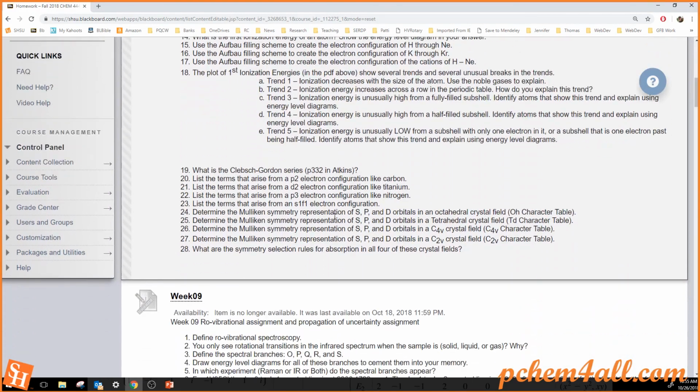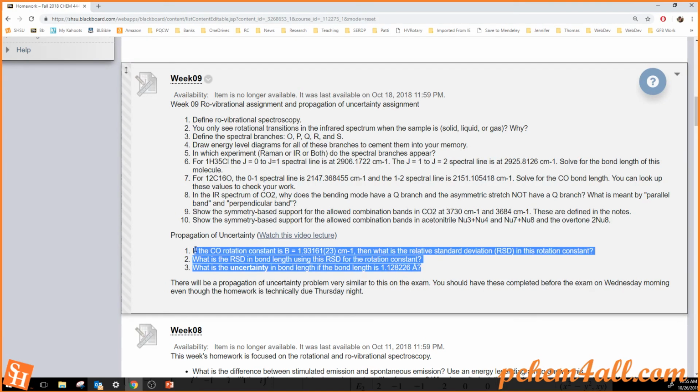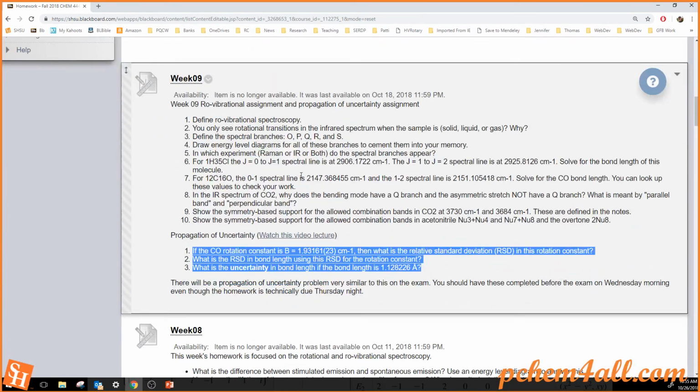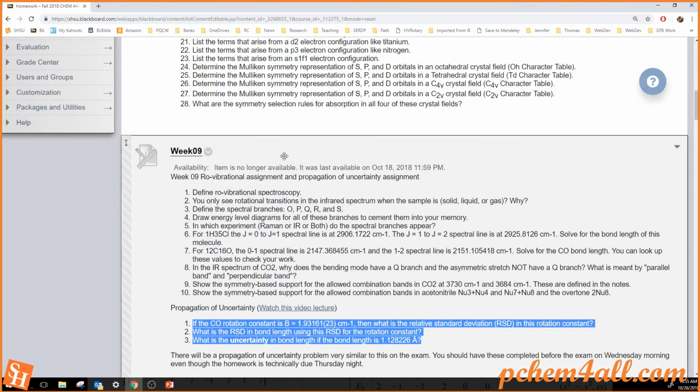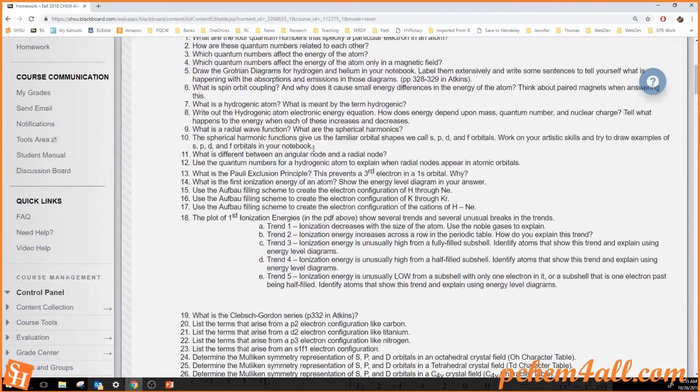There will be a couple of problems related to the propagation of uncertainty, very similar to these here on week 9. Basically looking at RSD calculations and also reporting data, making sure that the place value for your uncertainty matches the place value in the mean that you're reporting. So hopefully that'll help you guys be successful.